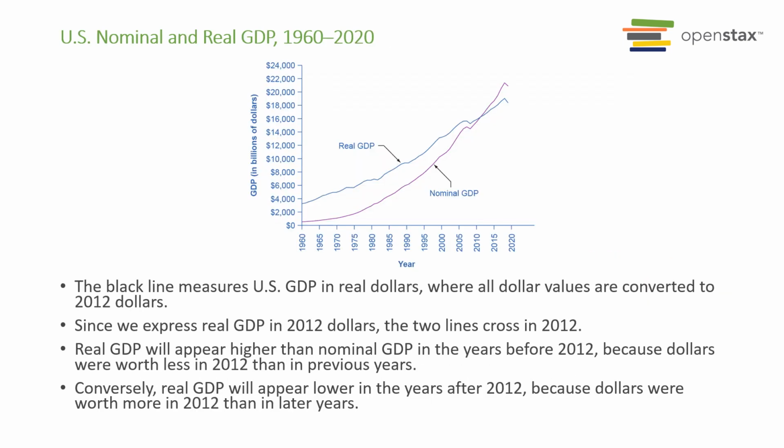All right, so we talk about this. Our real GDP and nominal GDP tend to move in tandem, so they tend to move together. But the difference between the two will show you how much the inflation is. And the difference between the two, again, is going to be our GDP deflator.